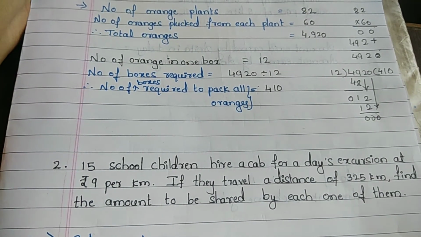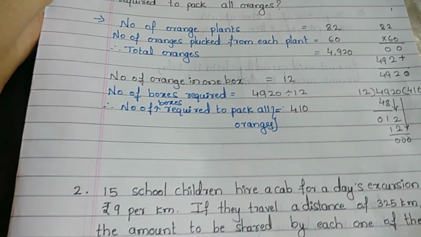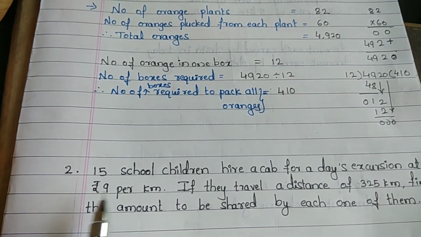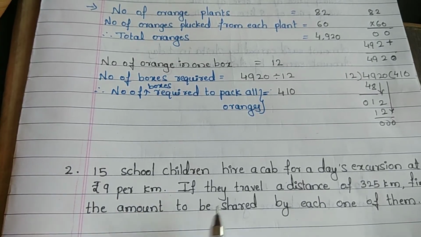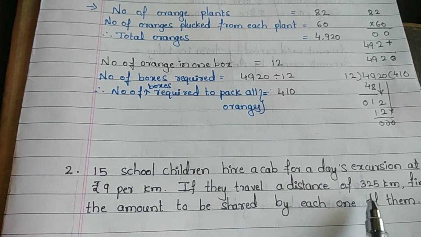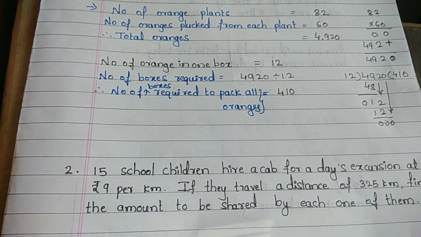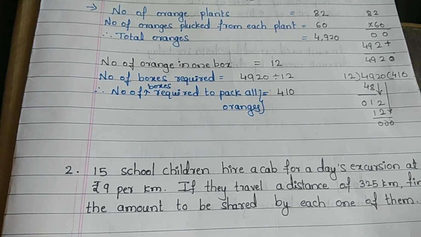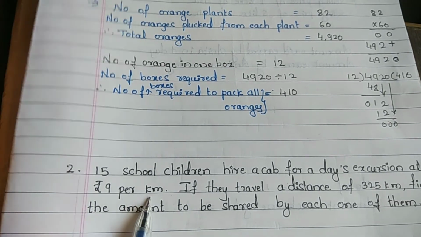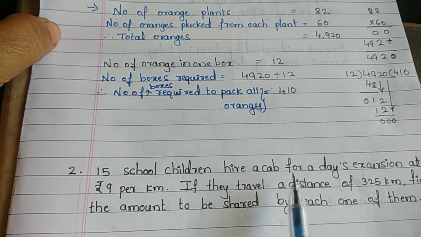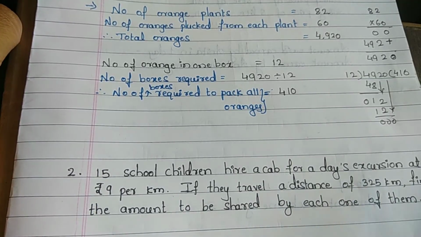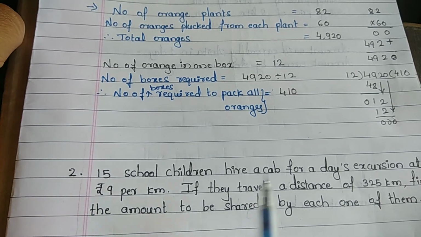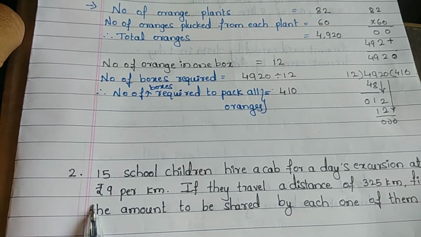15 school children hire a cab for a day's excursion at rupees 9 per kilometer. If they travel a distance of 325 kilometers, find the amount to be shared by each one of them. Dear children, the number of students is how much? 15. Actually, for the excursion purpose, they went outside. Okay, rupees 9 per kilometer, they hired the cab. Per kilometer how much did they take?